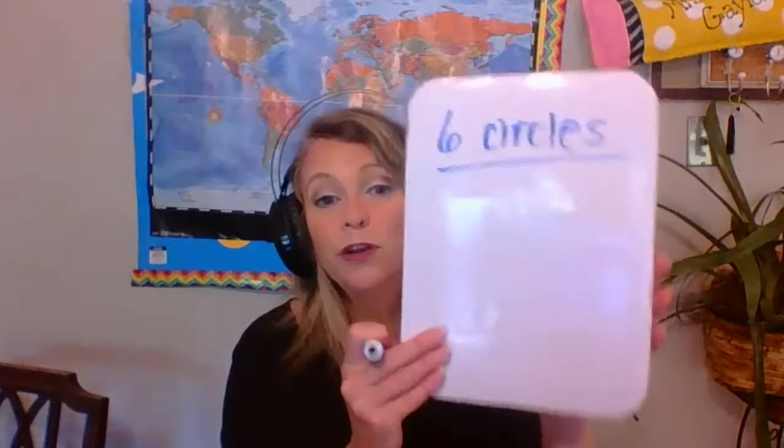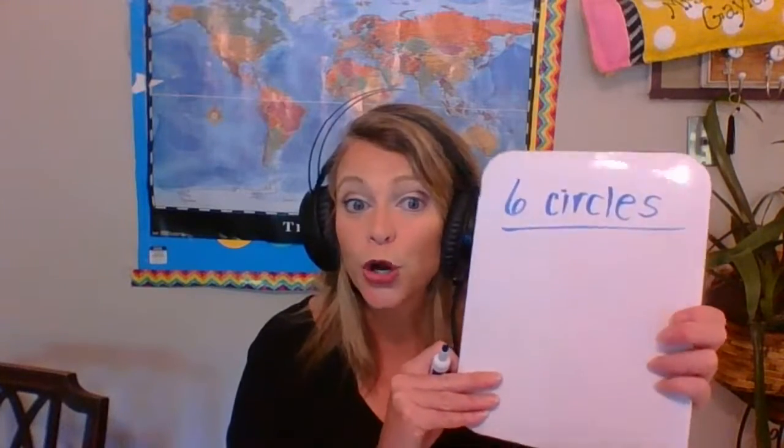If I ask you to build an array, please build an array with 6 circles. Can you tell me the ways you could build it? If I say use 6 circles, let's look at it. Okay, 6 circles. What are some ways you could build it? Well, 6 is an even number, so it should work.